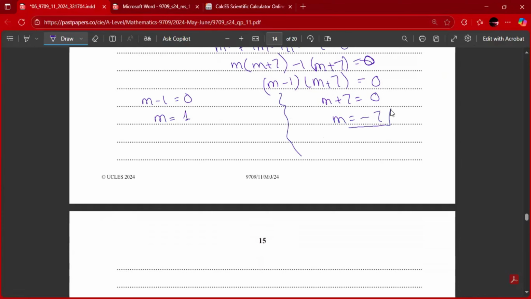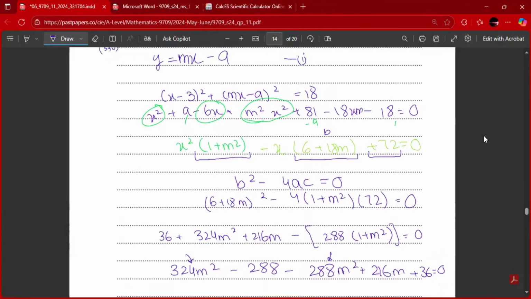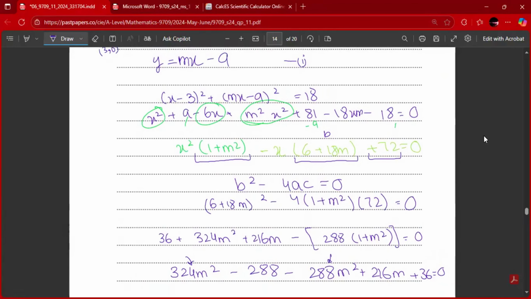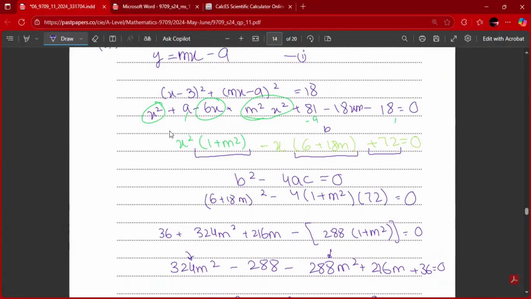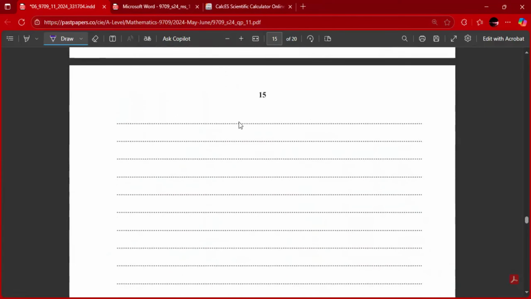Now I need to highlight this because they did ask for these values. But we are not done, guys. We still have to find the value of the tangent. And how do we do it? That's the major question. Well, it's simple. We're going to use this equation and put the value of m. So let me just write it again. Don't want to do this question, yet here I am writing each and every equation.